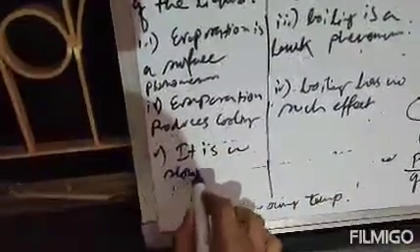Next, the fifth difference is that evaporation is a slow process. As evaporation takes place from the surface of the liquid, and boiling takes place from the entire liquid, evaporation is a slow process, whereas boiling is a rapid or fast process.